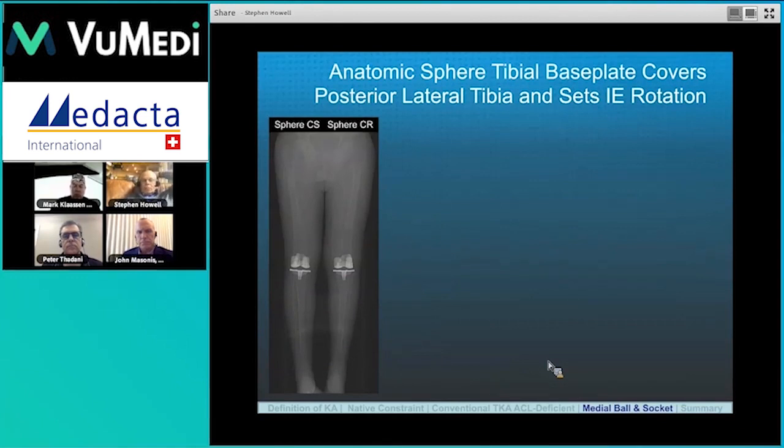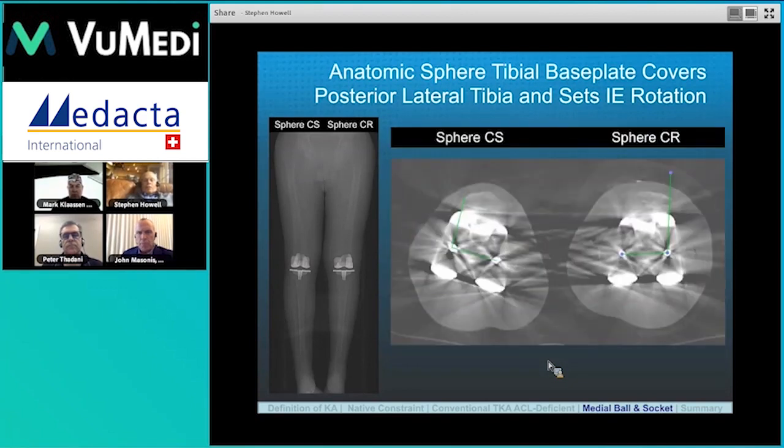This is a case where I used the anatomic ball and socket sphere tibial base plate, which is shaped to match the tibial resection surface. And I want to show that it covers all the way back to the posterior lateral tibia, reducing the risk of posterior lateral edge wear. So there's a sphere cruciate retaining on the right and a sphere cruciate substituting on the left.